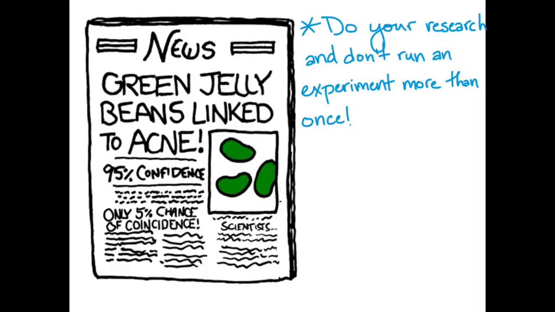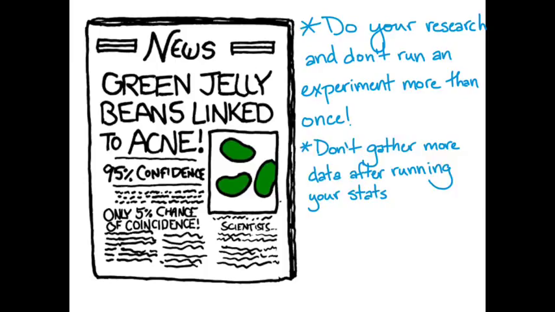They did come up with 20 experiments, and only one color caused acne. This comic highlights exactly why we run an experiment one time, and we don't just keep gathering data until our statistical tests tell us we've got a significant finding. Technically, you could have no difference between your groups and you'd still find something significant 1 out of 20 times. It's a false positive or a type 1 error.